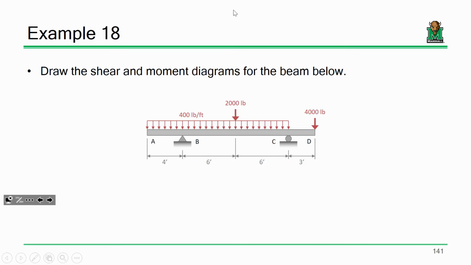Alrighty, let's get into the world of mechanics of deformable bodies, where everything sits still, right? For the most part.